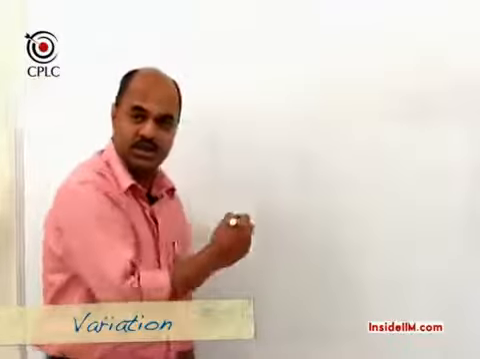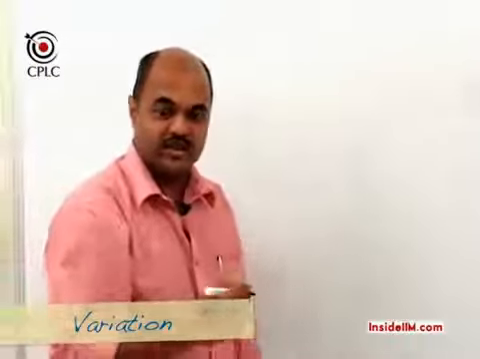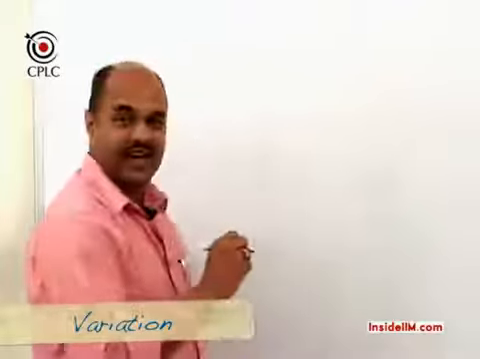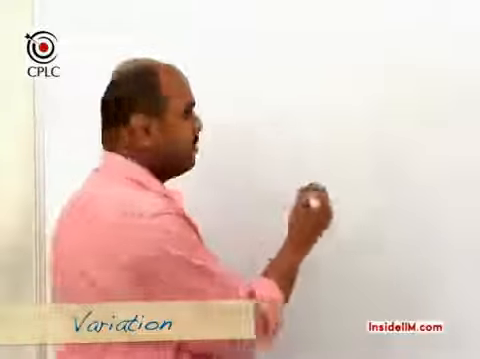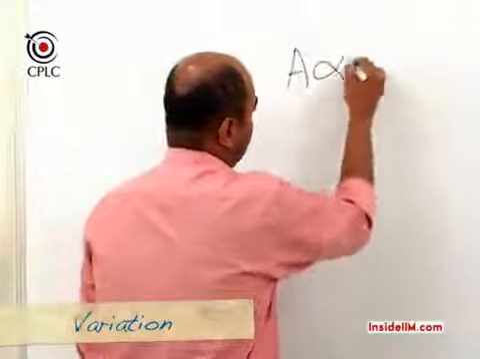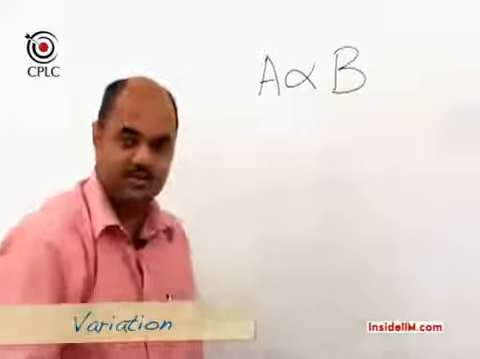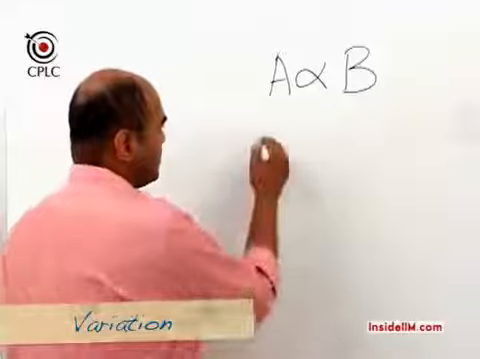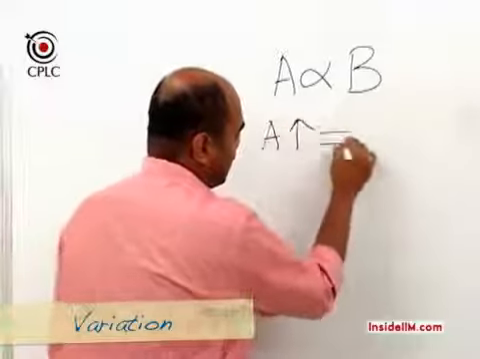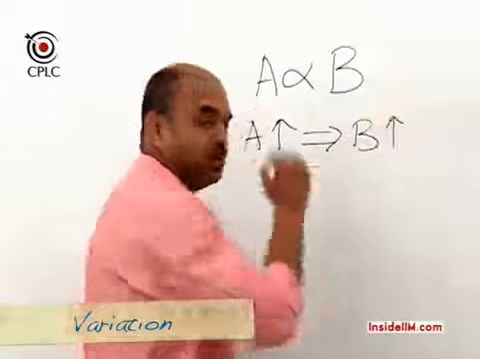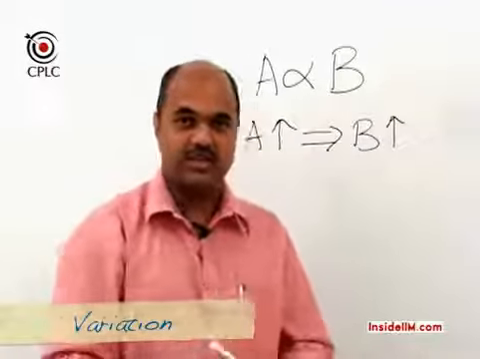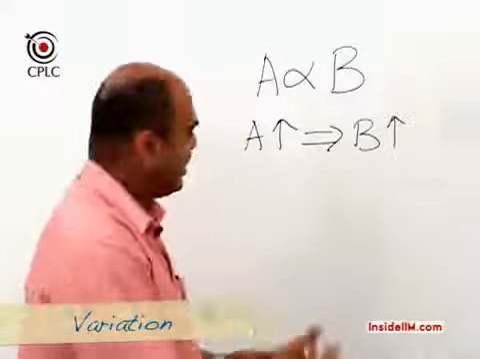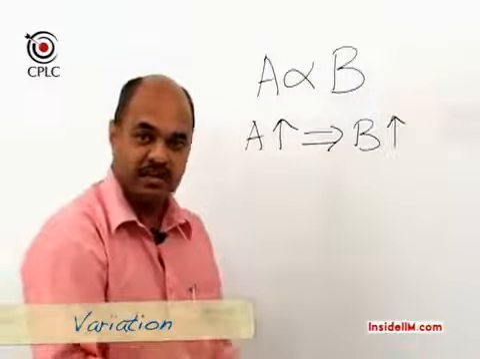There are two kinds of variation that we would look at, something called as direct variation and something else called as inverse variation. So if we say A varies directly as B, then what that means is if A increases, then it implies that B would also increase. Hence, direct variation. An increase in A would automatically cause an increase in B. A decrease in A would cause a decrease in B.